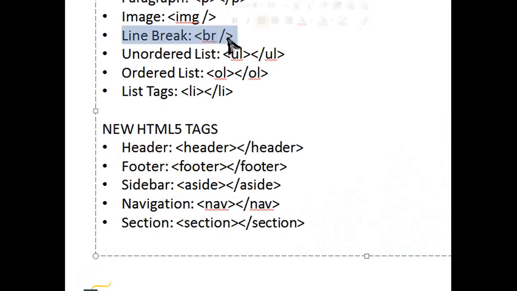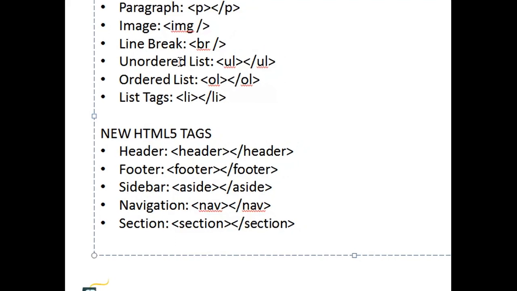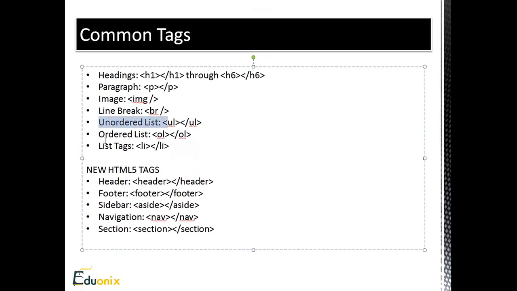A line break, what this does is just puts a space in, and you can add them. You can have as many as you want. You can add 3 line breaks, which will make a larger space below that element. Unordered lists and ordered lists.